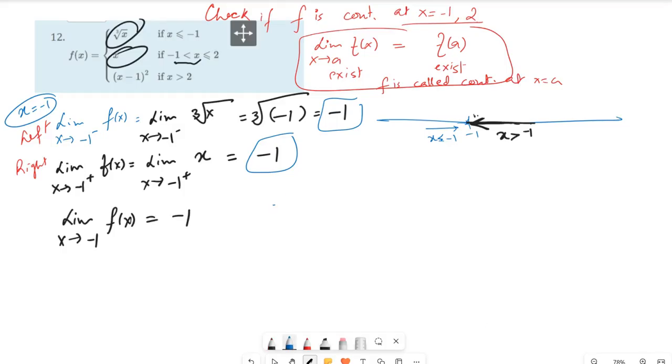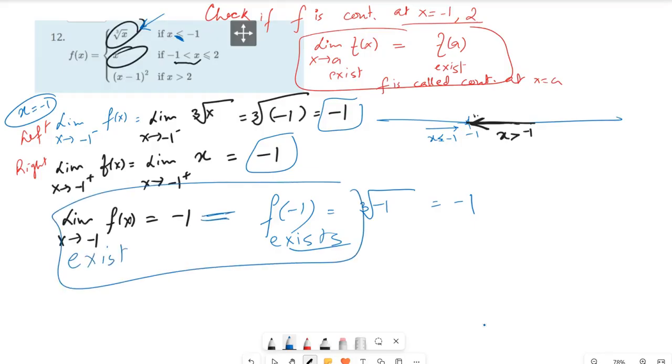Now we also need to find the function's value at -1. For the function's value, you need to check where the equal sign is with -1. That's on the first one. So for that, you need to use the first function, and that would also be -1. So the value also exists, the limit exists, and they are equal to each other. Therefore, f is continuous at x equal to -1.